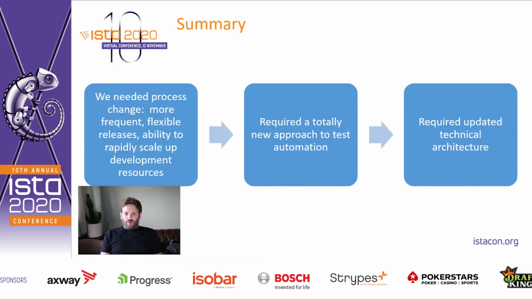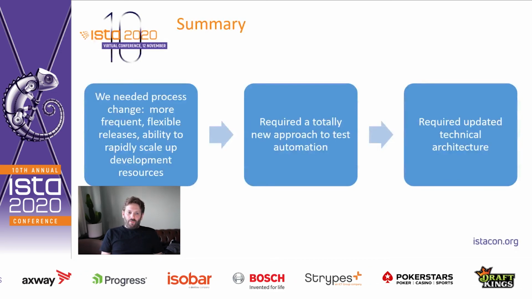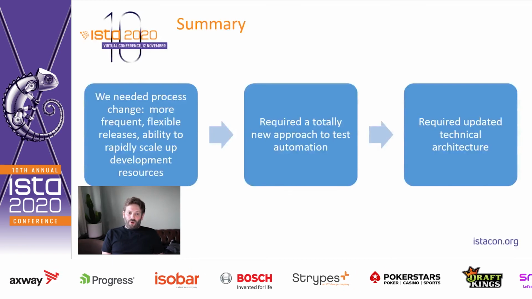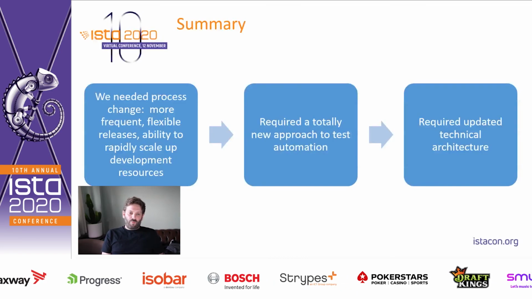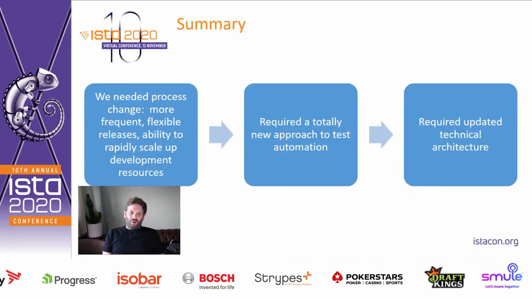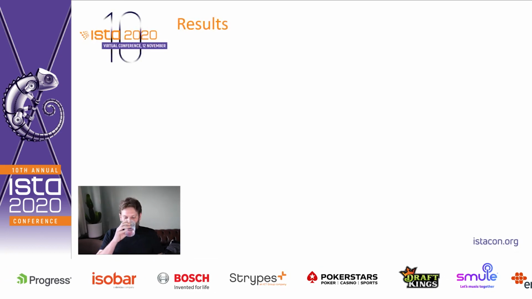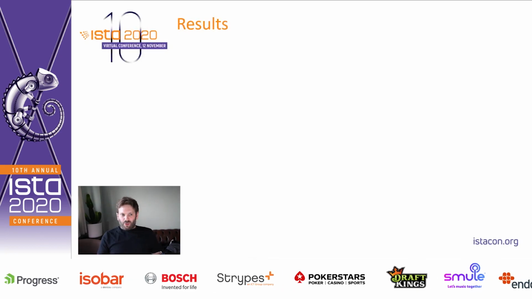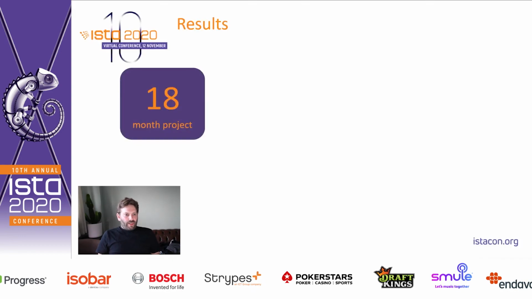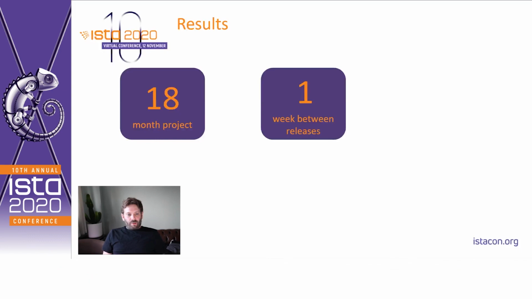And as a result, we completely changed our technical architecture, moving from one that was geared originally on how do we write functionality quickly and prove market fit, to how do we have one that's as easy as possible to write comprehensive tests for. And so the results turned out to be roughly an 18-month project. We're now at about a week between releases, where we were months.